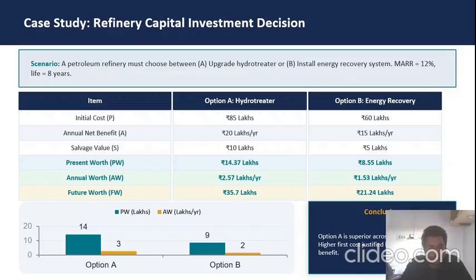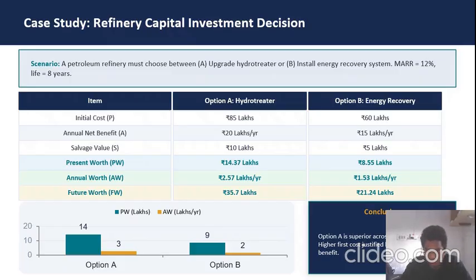So I'm going to handle the conclusion part of this presentation. In the last three slides, we have this case study on refinery capital investment decisions. Basically, a petroleum refinery must choose between upgrading the hydrotreater and installing an energy recovery system. As you can see here, we have a different table for each of option A and option B, that is energy recovery and hydrotreater.